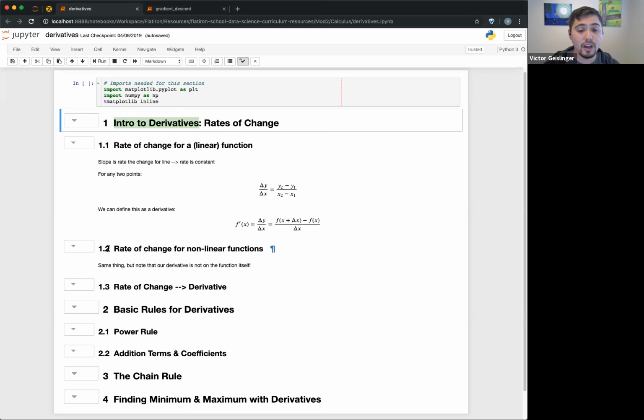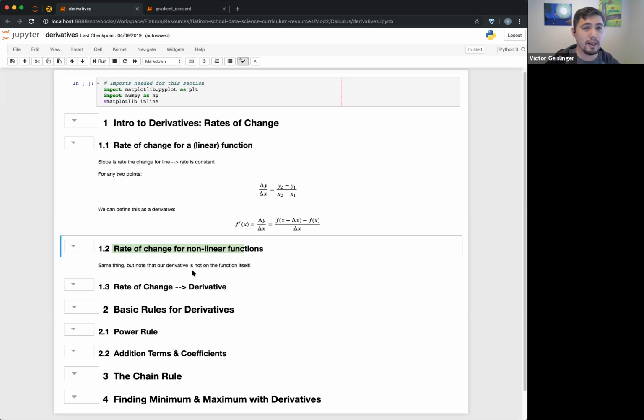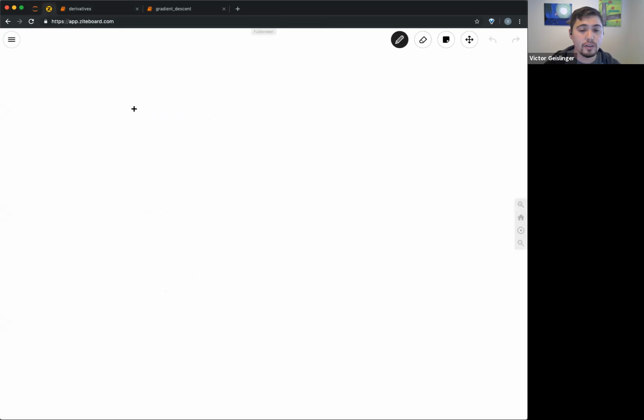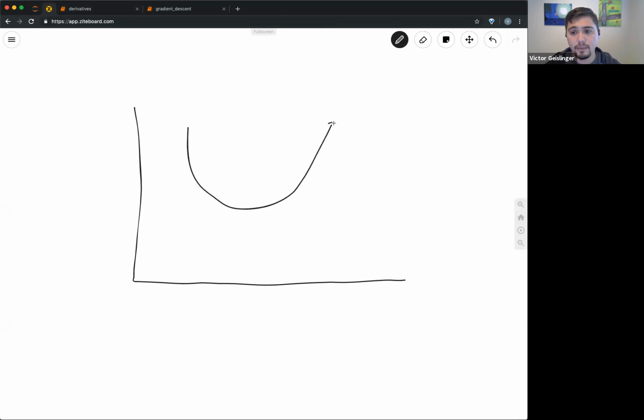So, rate of change of a nonlinear function. It's the same thing, but the change is going to be as small as possible. So I'll show you. Here we go. If we have a nonlinear function, here are my axes, okay? And we have something like, let's say, a parabola. Parabolas are easy, and it continues onward. I won't draw little arrows because you don't need that.